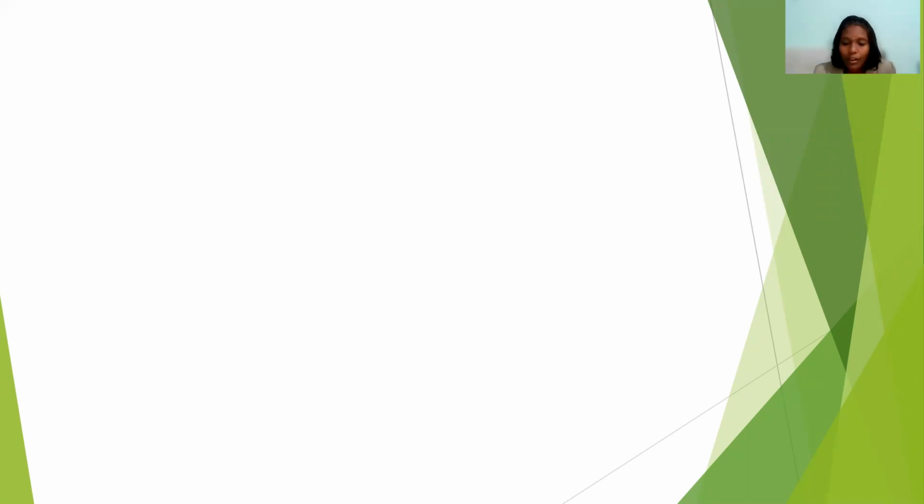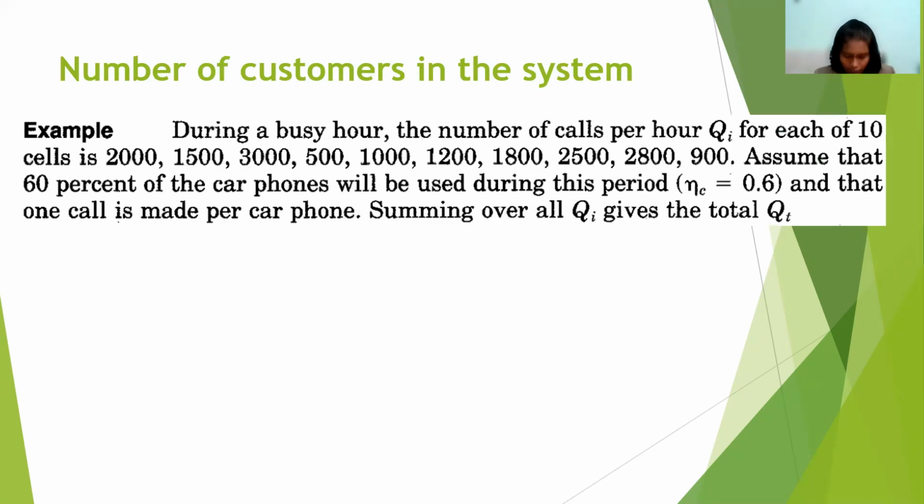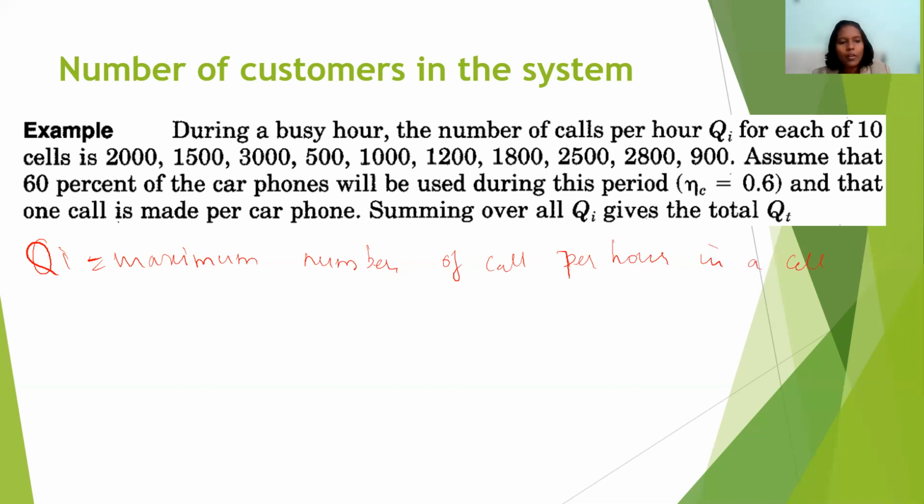So Qi is nothing but the maximum number of calls per hour in a cell. Okay. So we'll consider it. When we solve this example, you definitely will understand what it is.